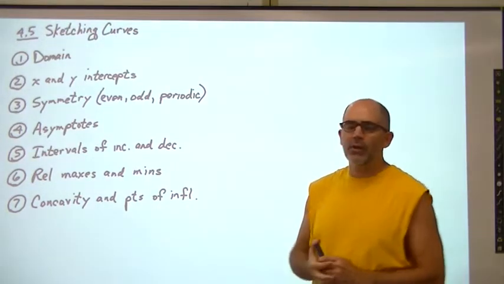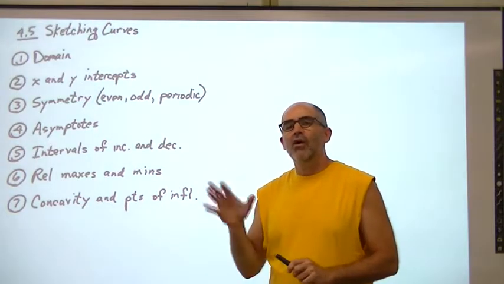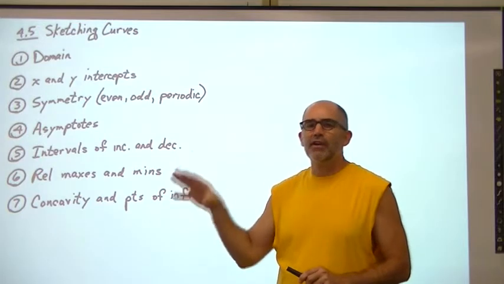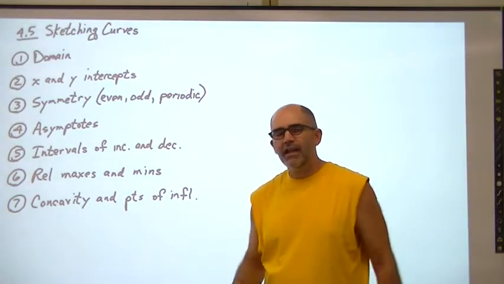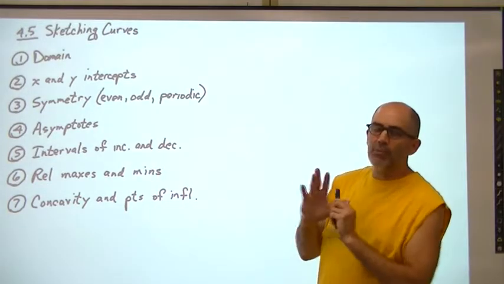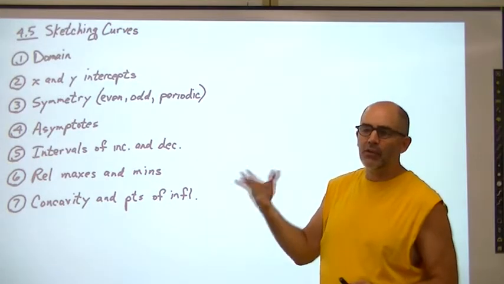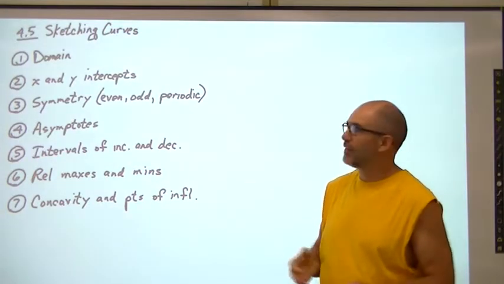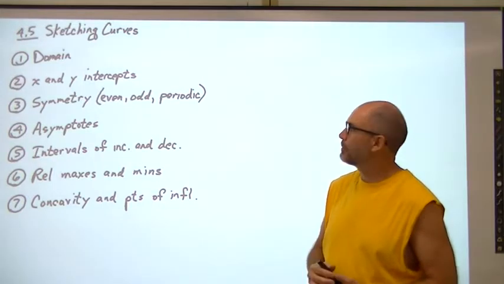So first thing we want to look at is the domain of the function. In other words, what x values are defined and what x values are not defined. If I have y equals the square root of x, I know not to even bother trying negative numbers because anything under the radical has to be positive. So domain is the first thing we're looking at.